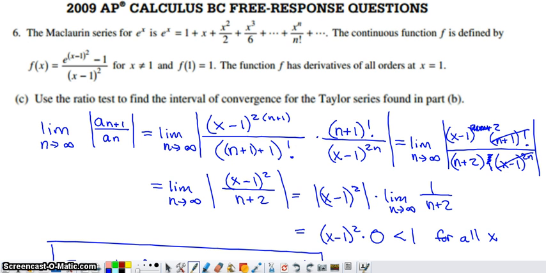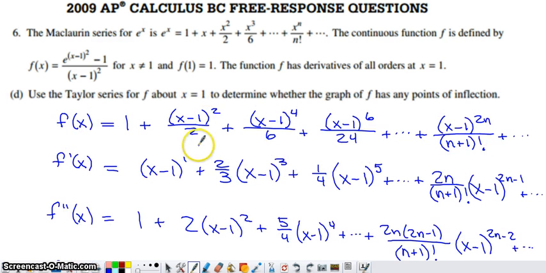And then in the last part of this, part D, what we want to do is use the series for f that we developed in part B to figure out whether or not the graph of f has any points of inflection. This is kind of goofy.